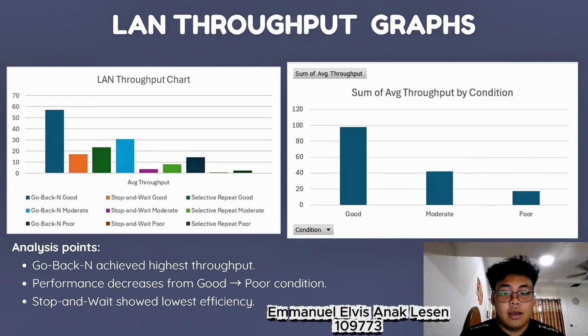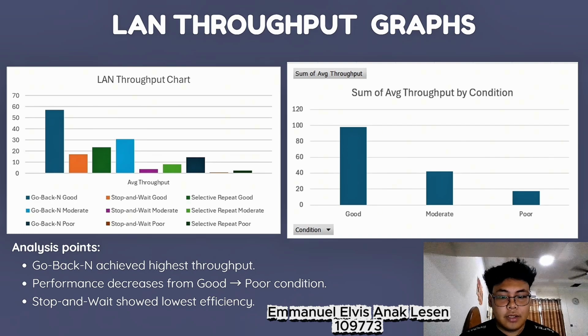Okay, hi. I'm Emmanuel. First, this graph shows the throughput performance of three protocols: go back N, stop and wait, and selective repeat under good, moderate, and poor network conditions. We can see that go back N achieved the highest throughput, especially under good conditions. As network conditions became worse, throughput decreased for all protocols due to increased packet loss and retransmissions.